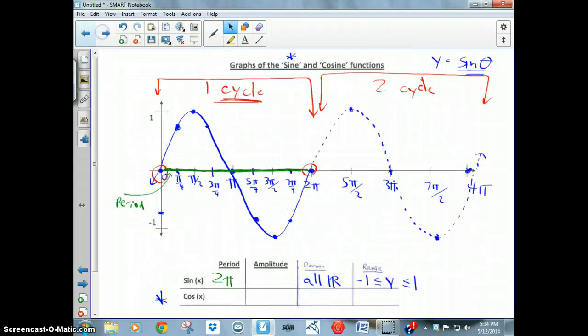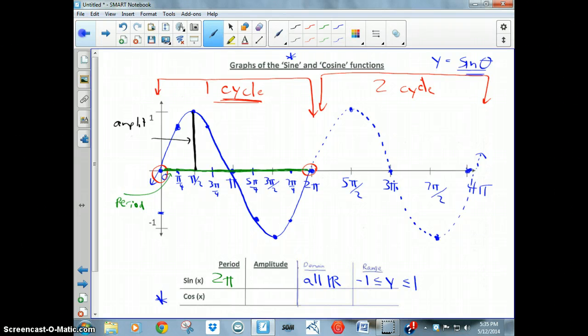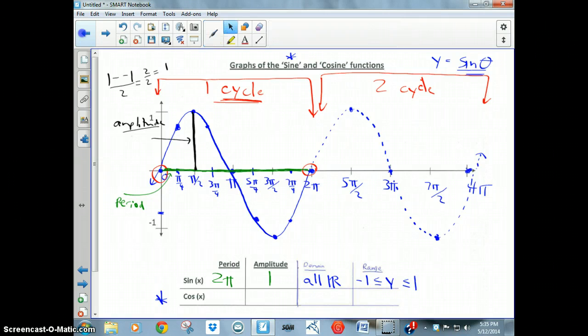Now I'm going to go back a slide. Amplitude is going to be my black line. Amplitude is half of the total height. That black line right there is the amplitude. Okay? Which is basically max minus min. Well, the max is 1 minus negative 1, which is the minimum, divided by 2, which is equal to 2 over 2, which is equal to 1. So the amplitude of the sine function is 1 because it's half of the total height. Total height is 2. Amplitude is 1, which is half of it.